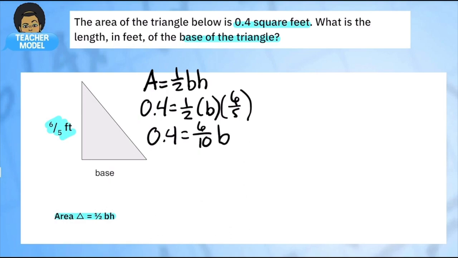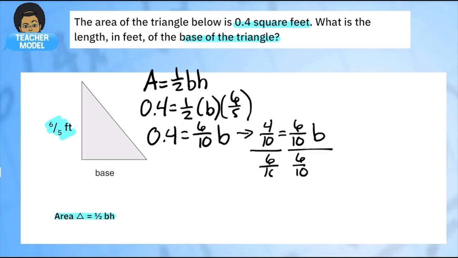This is where I want to make a decision because I have decimals and fractions. So I'm going to decide to change my decimal into a fraction. So 4/10 is equal to 6/10 times b. And I want the b by itself. I'm going to isolate that variable. So I'm going to divide it by 6/10 because that way 6/10 divided by 6/10 will just leave me with 1b. And I'm going to do the same thing to the 4/10 to keep balance.